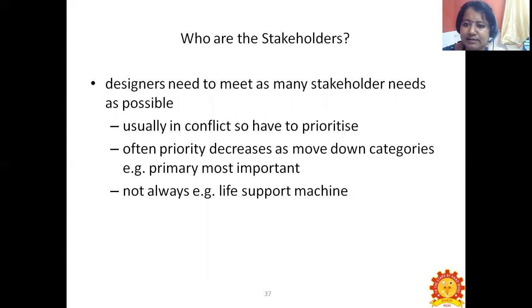Next, the designers will need to meet as many stakeholder needs as possible. They will usually be in conflict, so they have to prioritize. Often the priority decreases as we move down the categories. For example, the primary is the most important. It is not always so, for example, in a life support mission.